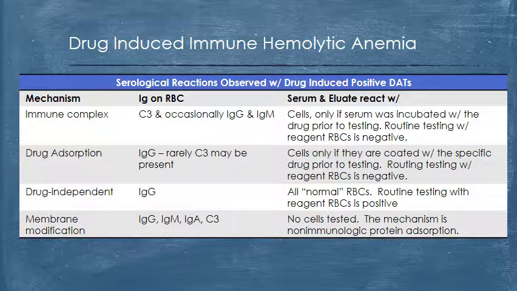Okay, routine testing with red cells is negative. You can do drug adsorption, where the drug is adsorbed onto the red cell. In those cases, you might see an antibody bound to the red cell. So again, how do we know that it's drug adsorption, that the drug has been adsorbed onto the red cells? Well, in this case, if you test with routine red cells, they're going to be negative. The cells actually would have to be coated with the drug or incubated with the drug prior to the test.